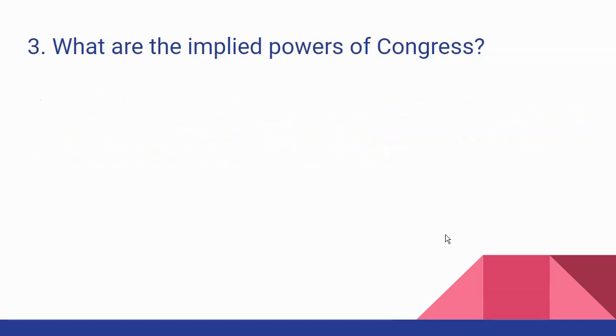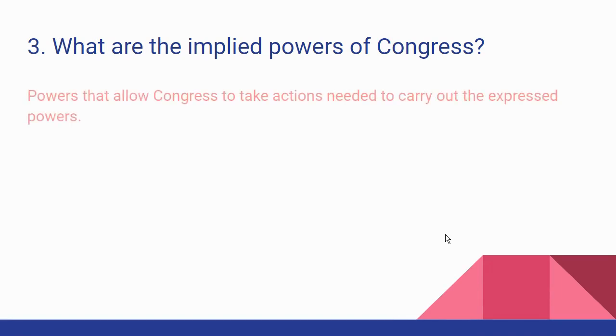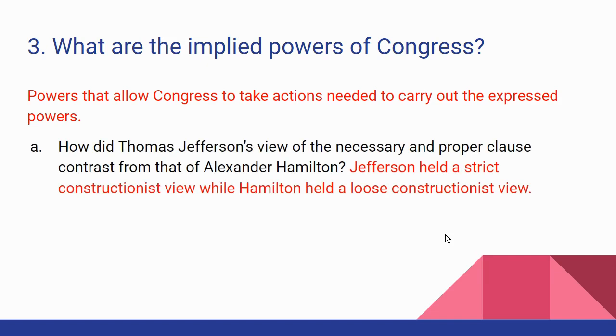All right, number 3, what are the implied powers of Congress? These are powers that allow Congress to take action needed to carry out the express powers. Okay, so anything like that. Now, how did Thomas Jefferson's view of the necessary and proper clause contrast with that of Alexander Hamilton? And here you see a basic debate that has gone on in our country from the time of its founding and the time of its Constitution, which was ratified in 1789, until today. Now, today it's less intense in the debate on this issue than it was then, and it's a lot less well defined than it was then.